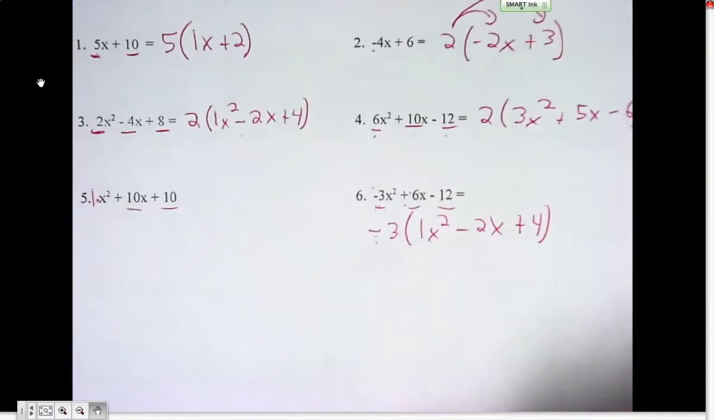And so that's the common factor, just the distributive property in reverse. You're looking for a number that goes into all of them.